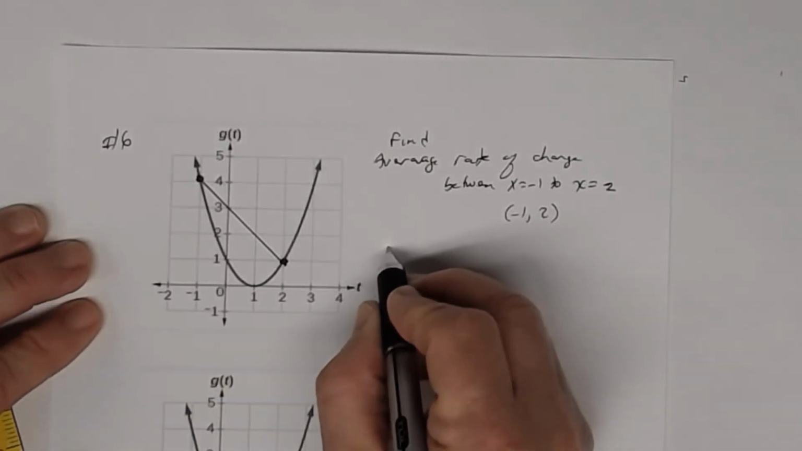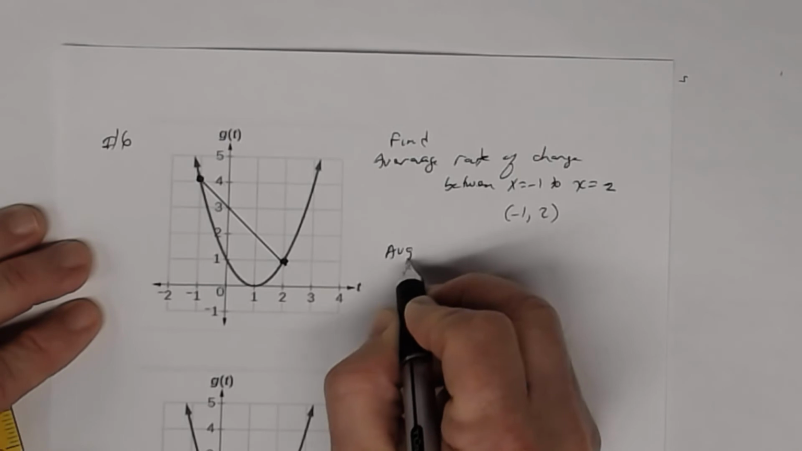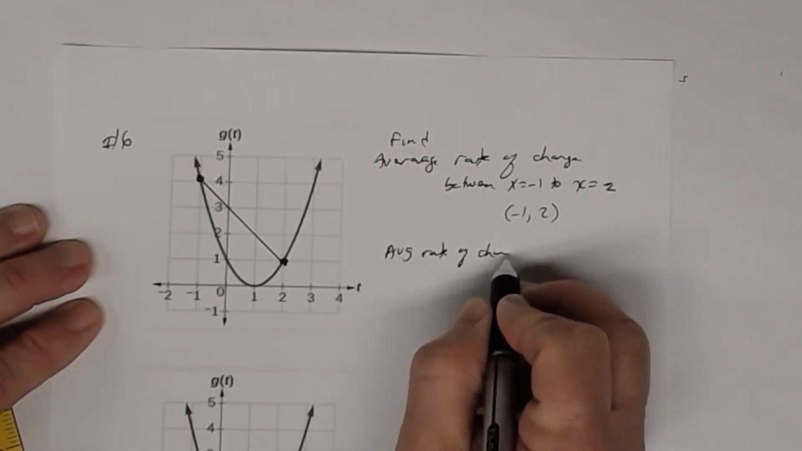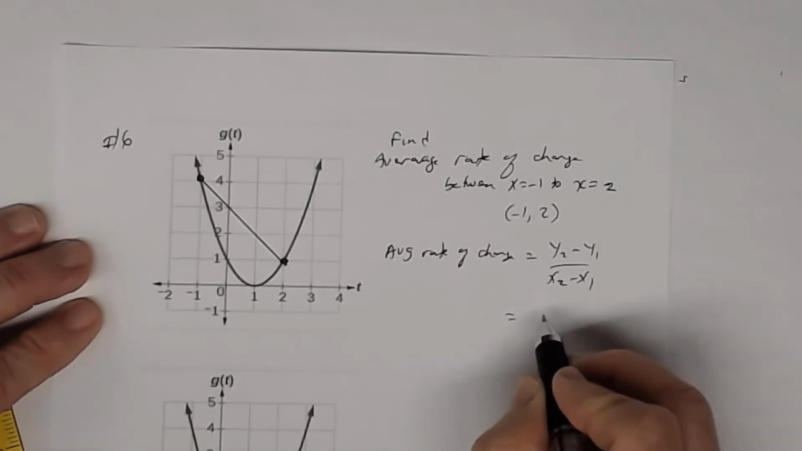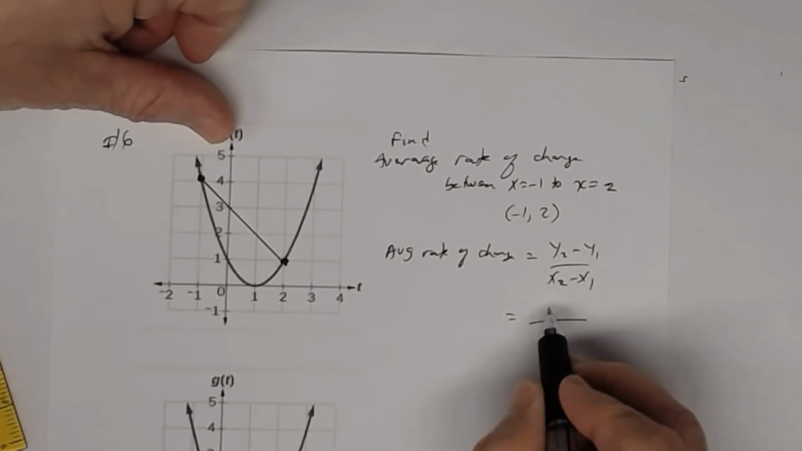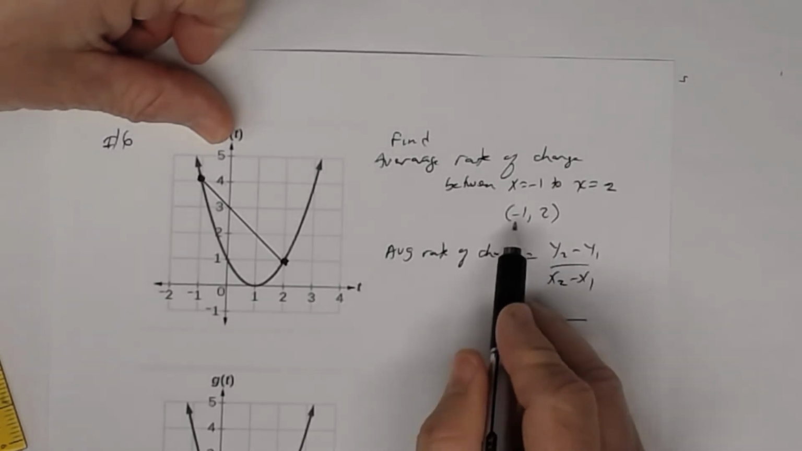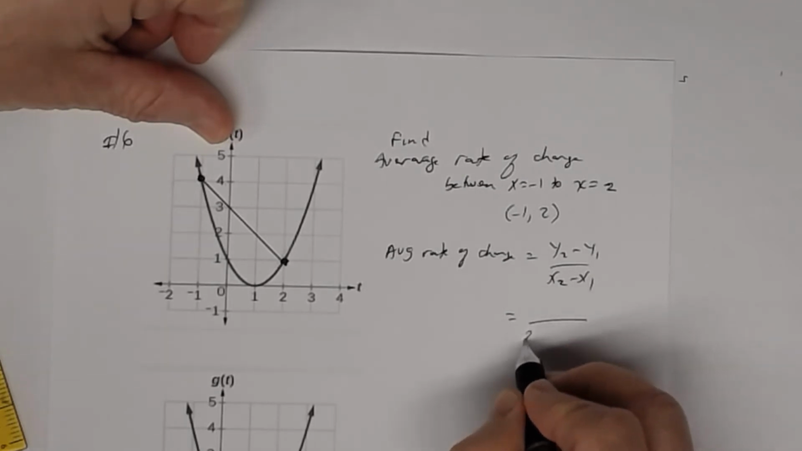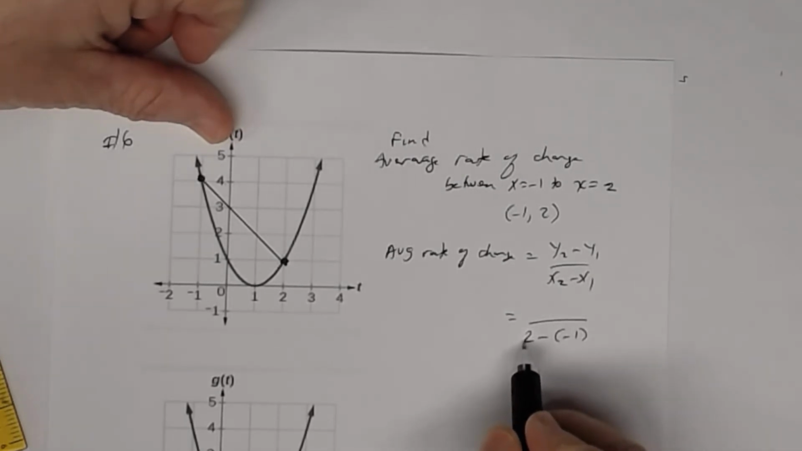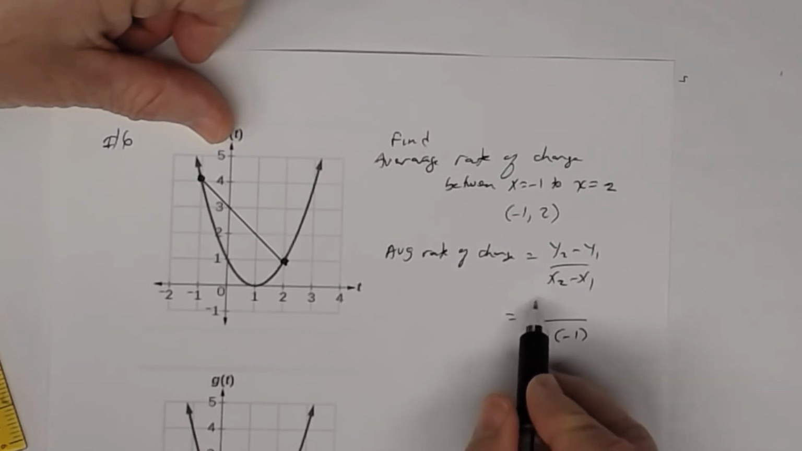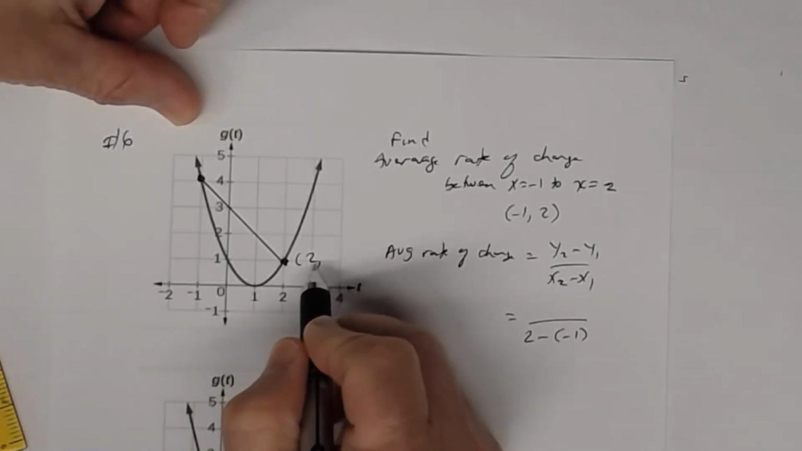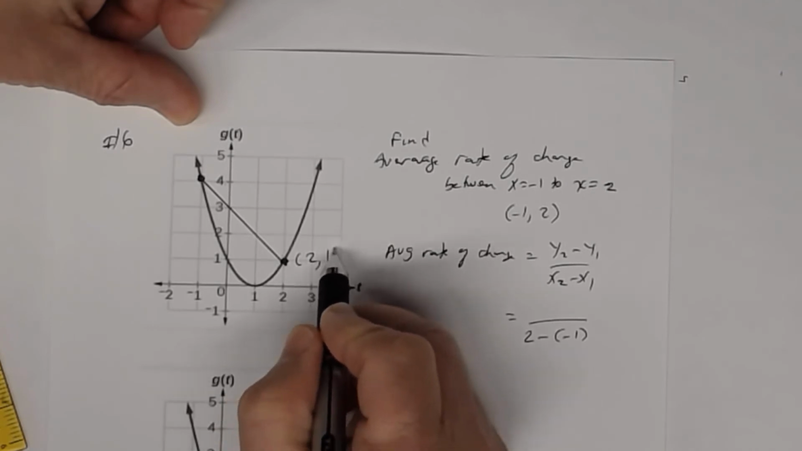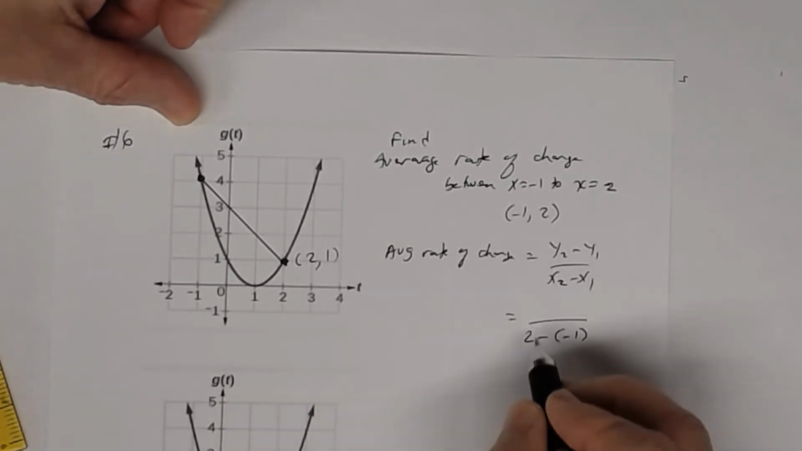All right, so let's find it. Remember what we did: y2 minus y1 over x2 minus x1. So x2 will be 2 and x1 will be -1, so 2 minus -1. To find the y value, I ask myself, what is y when x is 2? When x is 2, I get the point 2, 1. So the y value when x is 2 is 1.